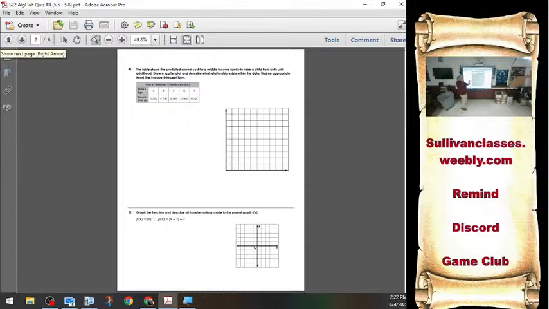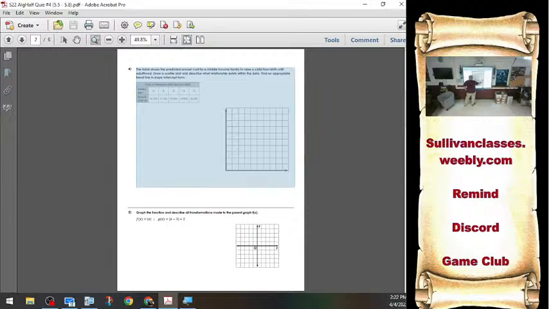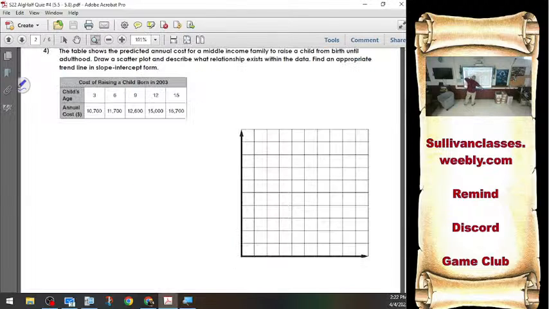You have to find an appropriate scale for this. Here, all right. The table shows the predicted annual cost of a middle-income family to raise a child from birth until adulthood. And this is very, very not accurate anymore. Not even close. Kids are expensive. But draw a scatter plot. Describe the relationship that exists in the data. Go find an equation for it.